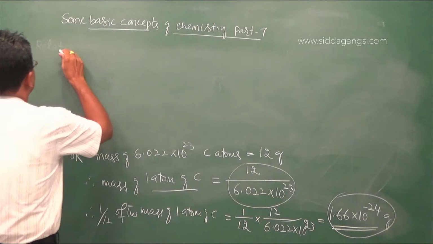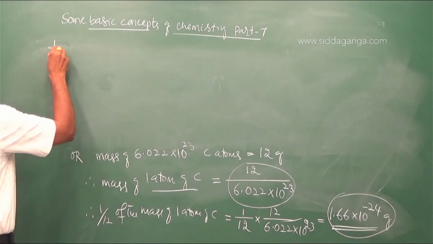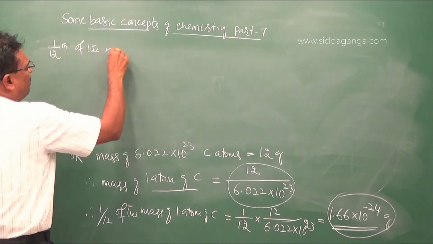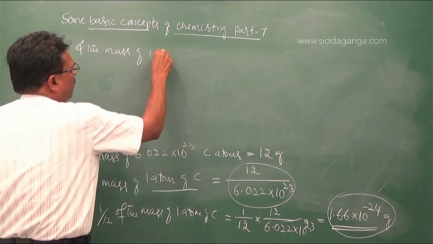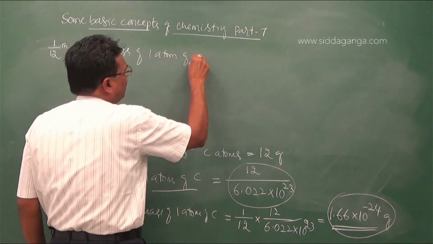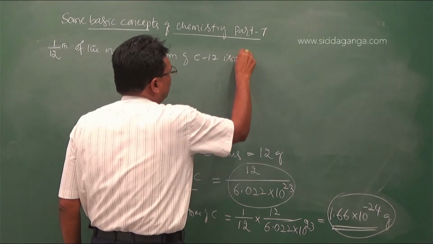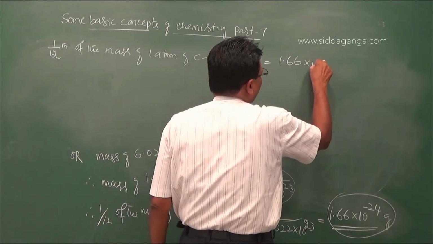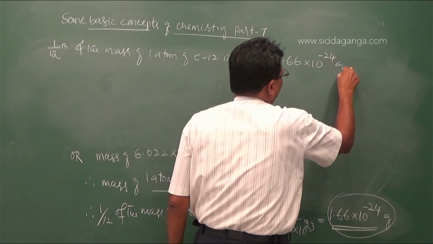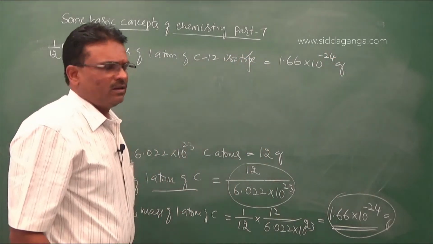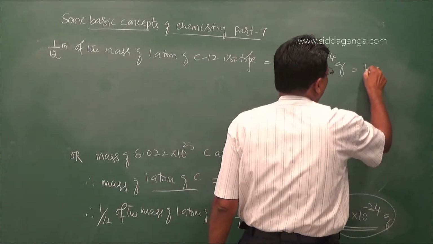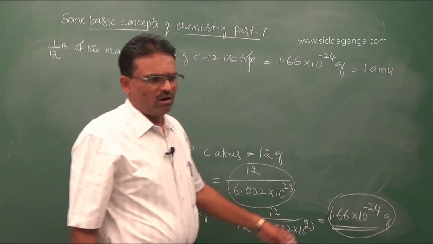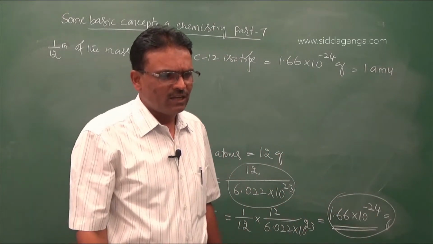So 1/12 of the mass of one atom of carbon-12 isotope is equal to 1.66 into 10 to the power of minus 24 gram. It is also called 1 AMU. This is also called atomic mass unit.